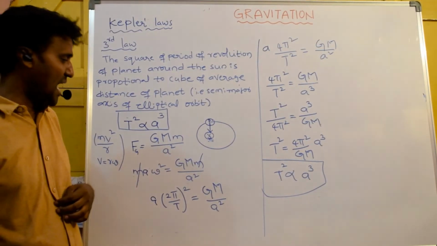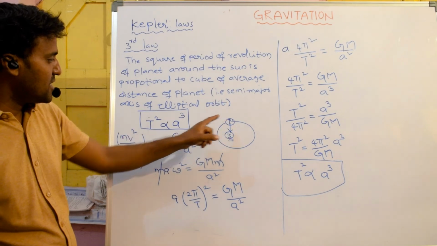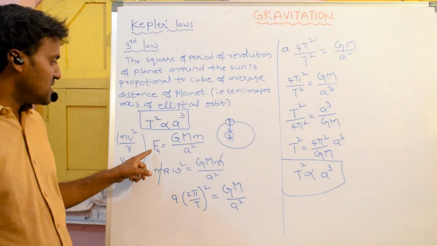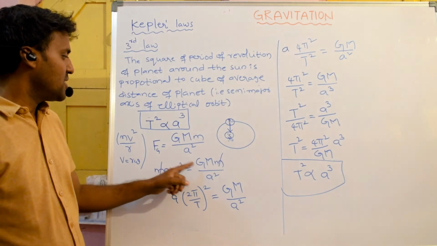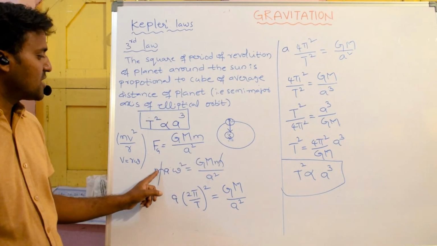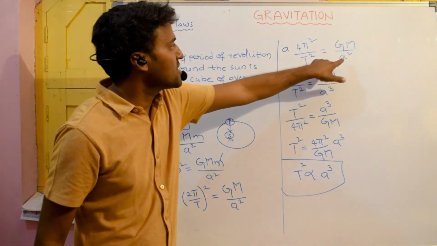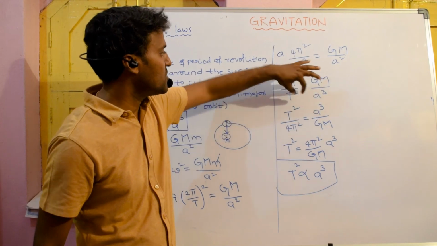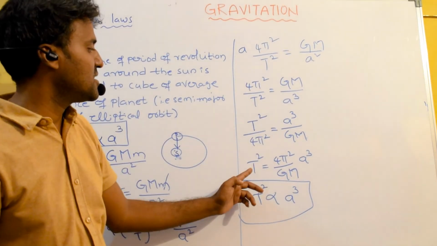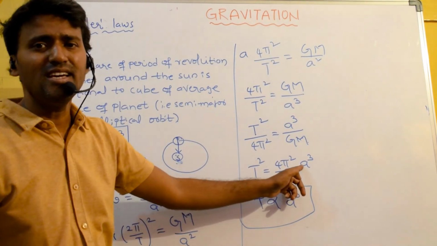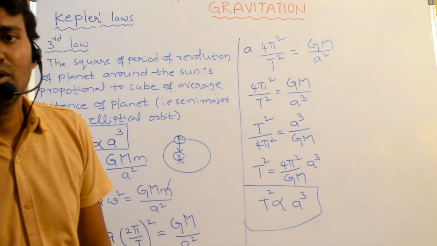Here A is the semi-major axis. When the planet is revolving around the sun, the gravitational force between sun and planet is G M m divided by A square. This gravitational force is balanced by the centripetal force, m A omega square, and on both sides the mass of the planet gets cancelled. Omega is equal to 2 pi by T, whole square. Taking A to this side, in reverse order, 4 pi square divided by G M is the proportionality constant. So T square is directly proportional to A cube.